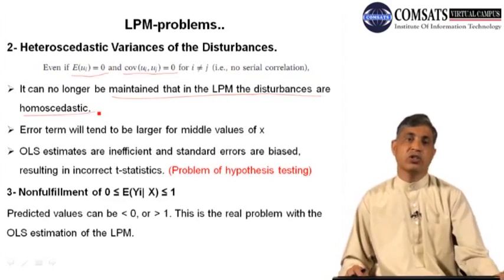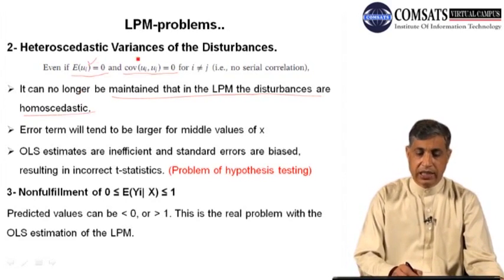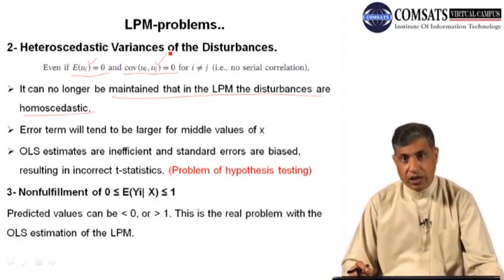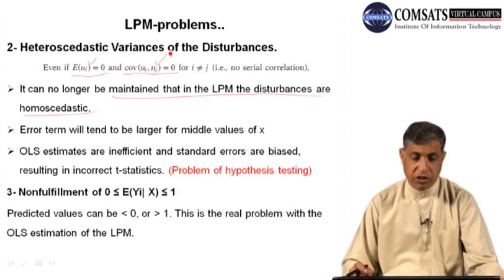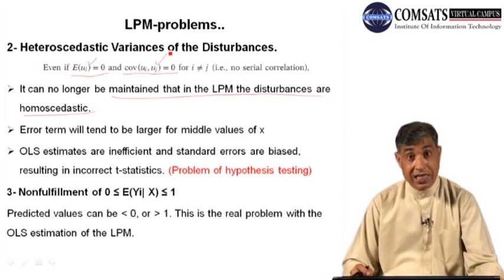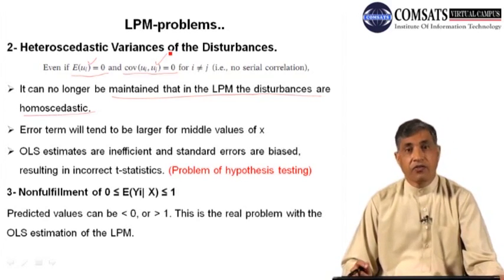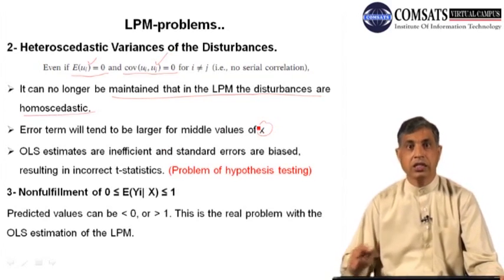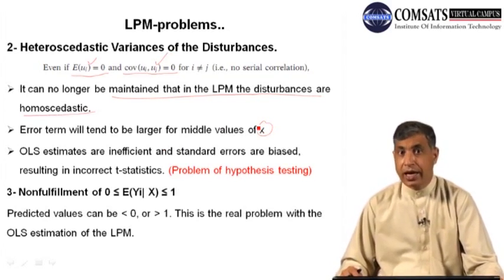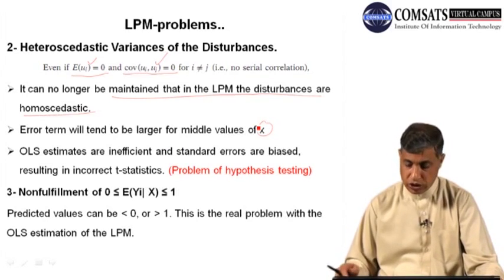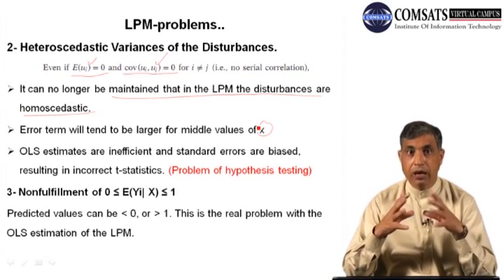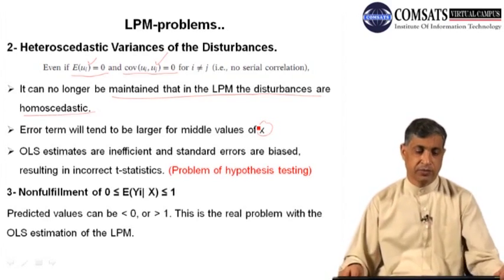It should be that when these two assumptions are fulfilled, this is the first one and this is the second one, no autocorrelation and normally distributed residuals, the result should be that the variance is homoscedastic. But still in the linear probability model, it is not fulfilling this criterion. What will happen? The error term will tend to be larger for the middle values of x. To prove this claim we need some mathematics, and I am not going into this. You have to remember that the error term variance becomes larger for the central values of x.